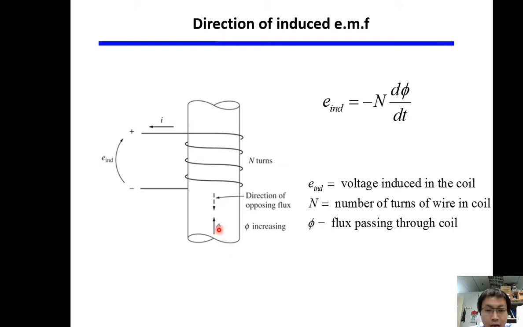For example, now I have a flux going towards the top, and we need to know the direction of the induced EMF or the current. Very easily, the induced EMF needs to be created so that it will oppose the flux here. So how to create the flux that opposes it? We will create it like this, where the current goes this way. This is called the direction of the induced EMF.